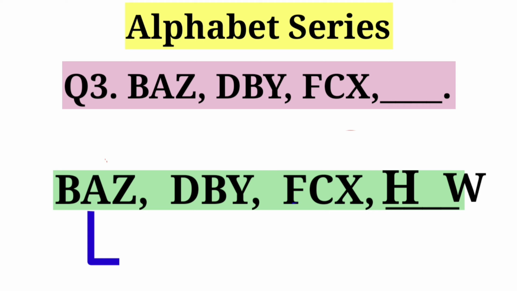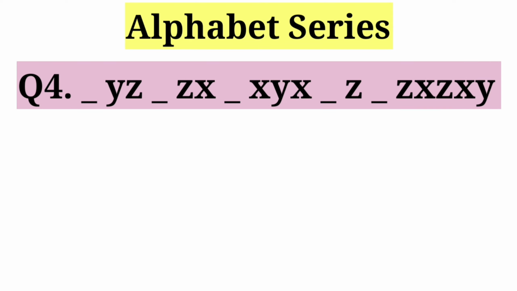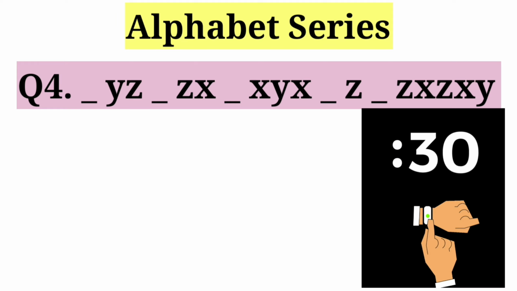Now let us compare the middle term. So it is A. After that we have written B. After B we have written C. So according to the alphabet, the next will be D. So the answer is H, D, W. So question number 4 is in front of you. You have to complete this series and your time begins now.